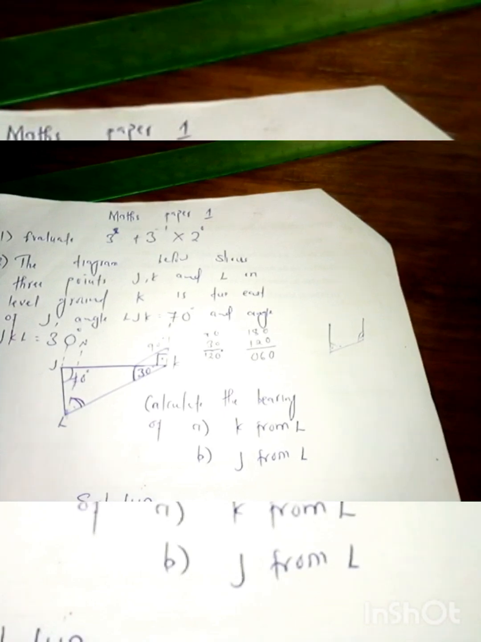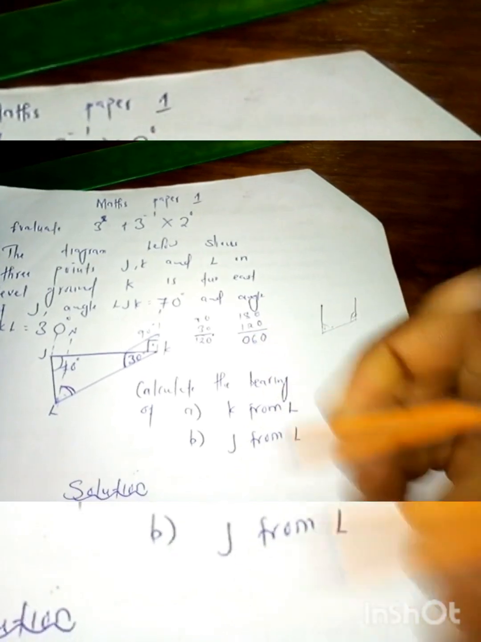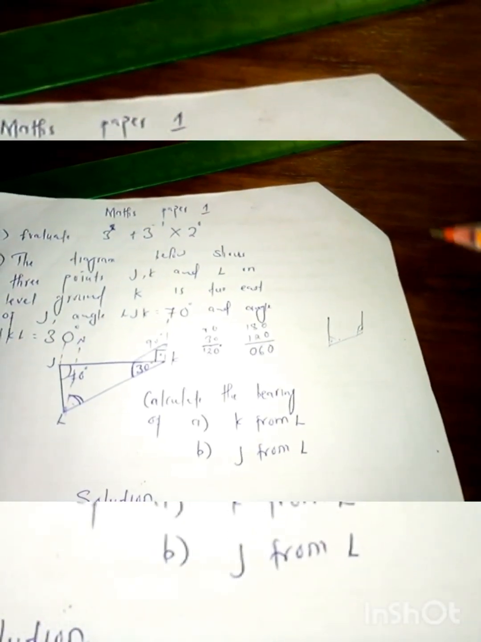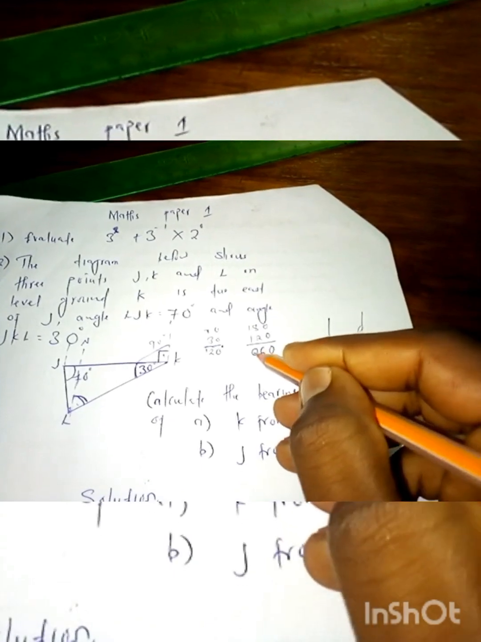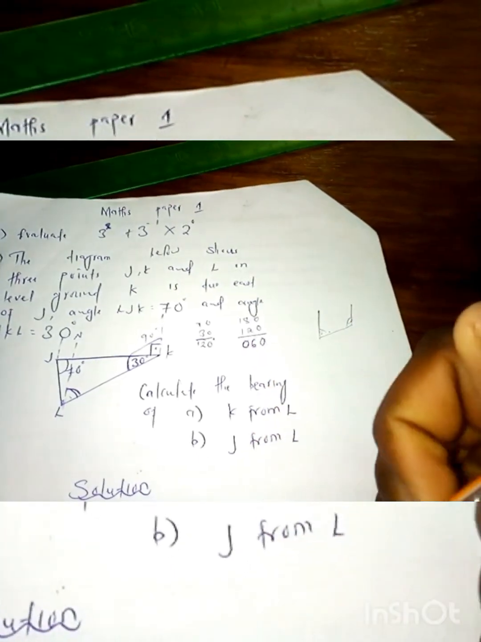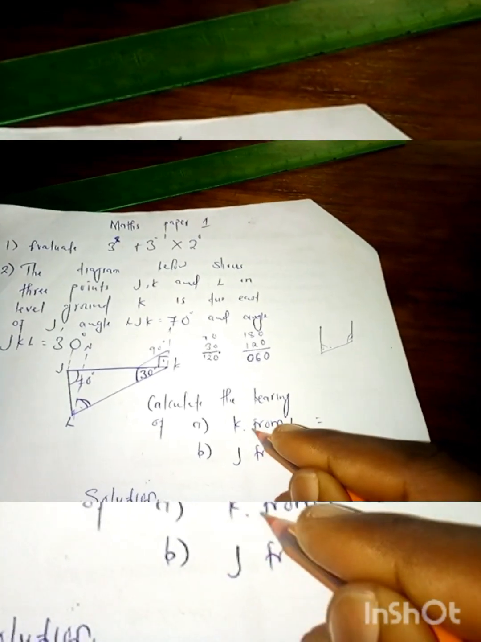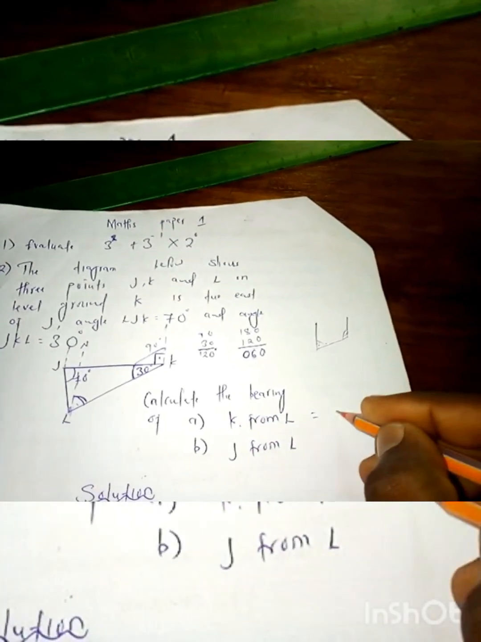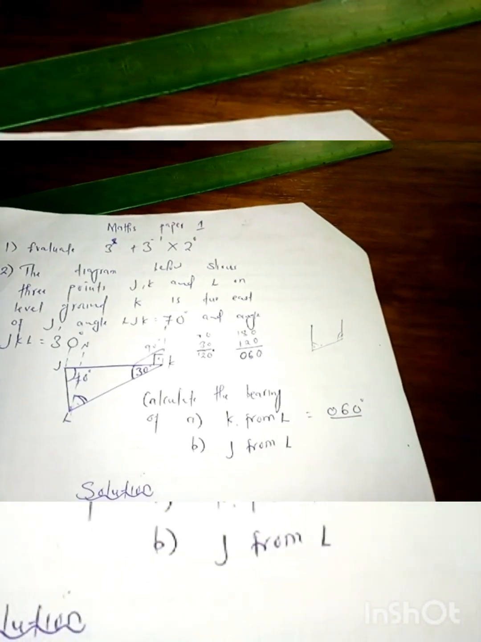So when finding bearings, there should be 3 numbers. If you have found only 2 numbers, you need to put a 0 at first to make it three numbers. Like what we have done here, instead of just 60, we wrote 0 here so that they become 3 numbers. So here, the bearing of K from L is 060 degrees, like this.